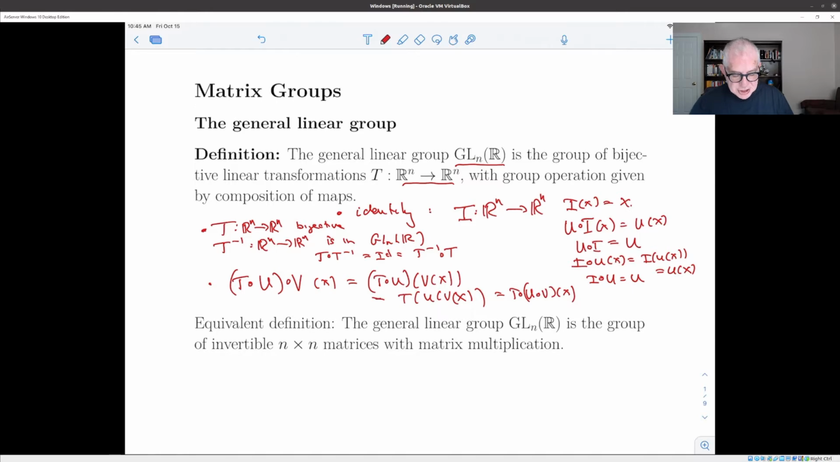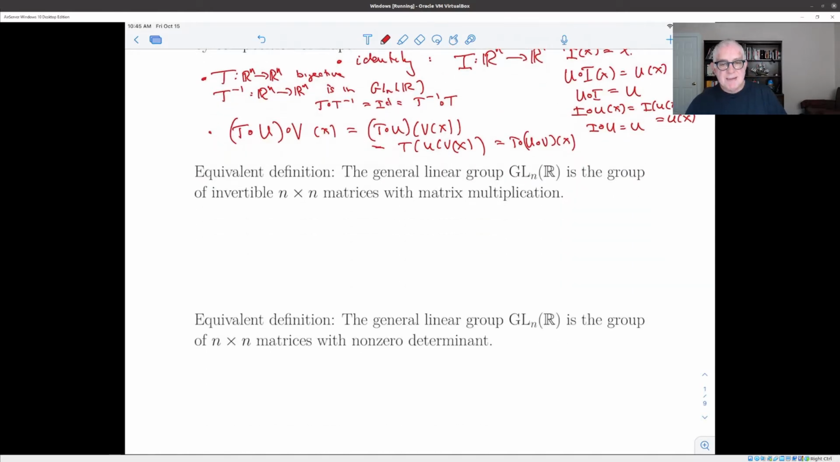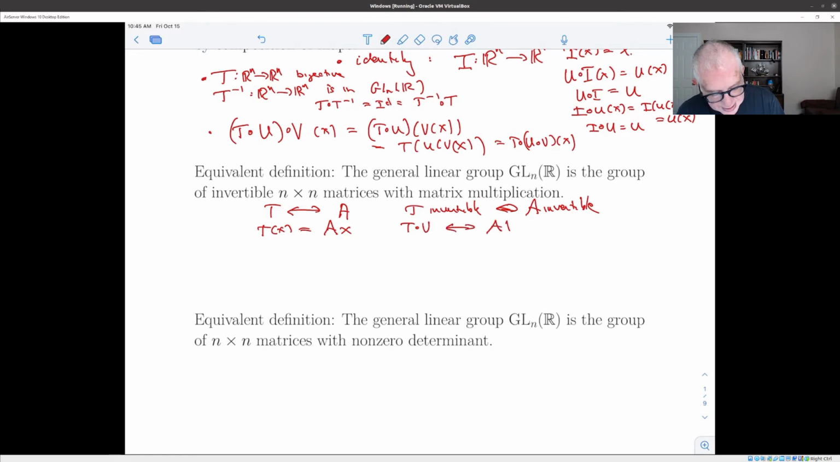Well, the equivalent definition is that it's the group of invertible n by n matrices with matrix multiplication. And why is this an equivalent definition? Well, we showed that there's a correspondence. Every linear map T comes from a matrix A, where T of x is just matrix multiplication Ax. And T is invertible means the matrix A is invertible. And composition, T composed with V, corresponds to matrix multiplication A times B if V corresponds to the matrix B.